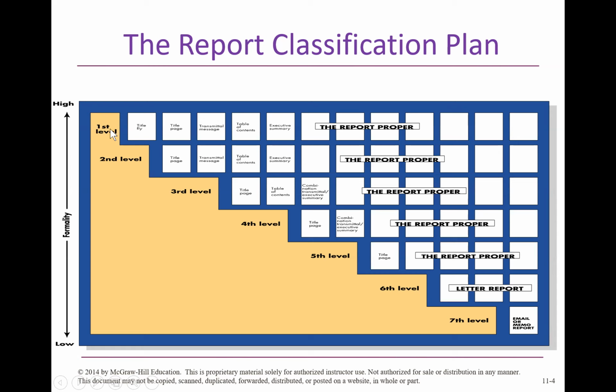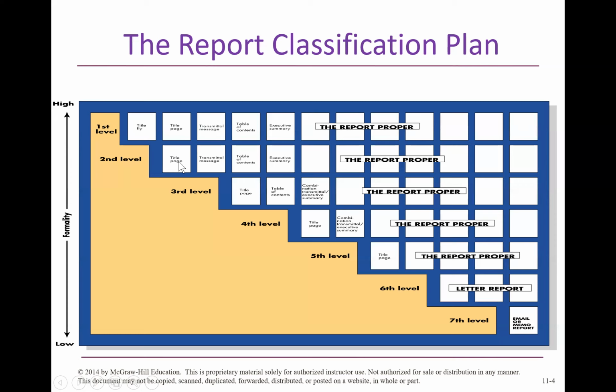And then the longest report. The longest report will include title fly, title page, letter of transmittal or transmittal message, table of contents, executive summary, and the report proper. Report proper you are writing in every type of report. But the formality, it is the highest level formality.